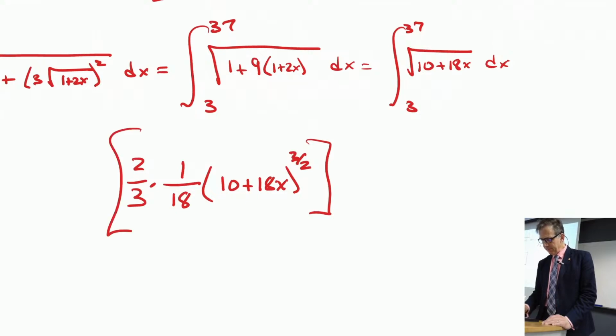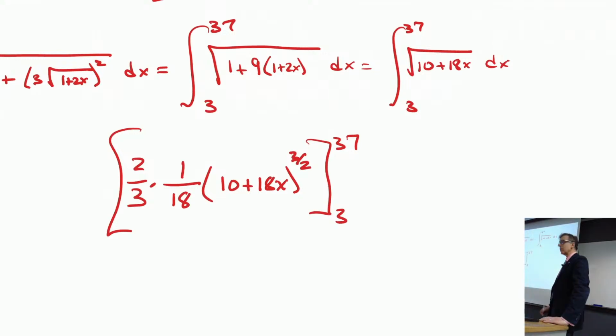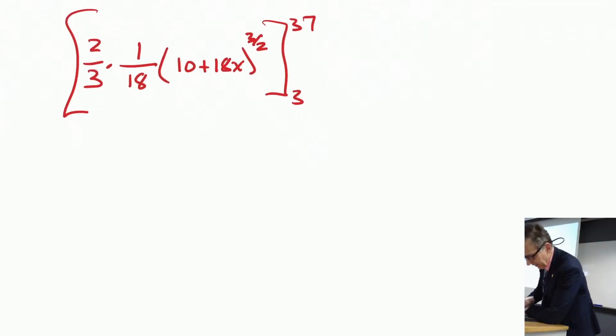This is evaluated from 3 to 37. Did I get that right? Does that look okay? So this is 10 plus 18x to the 1/2 power, so it becomes 3/2 power. And then if you did do the substitution, which we've done so many times that with linear functions I've gotten so used to just ignoring the fact that it is a substitution. In Calc 1, I wouldn't do this, but I think you're sophisticated enough. You can just do that. Then let's go ahead and plug in our numbers.